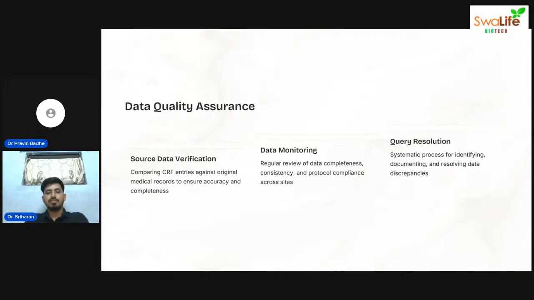And query resolution. If some queries arise in data collection while we are doing any research, the query may come from regulatory compliance or from the investigator or anyone. We want to resolve the query immediately through qualified staff, which helps avoid discrepancy.